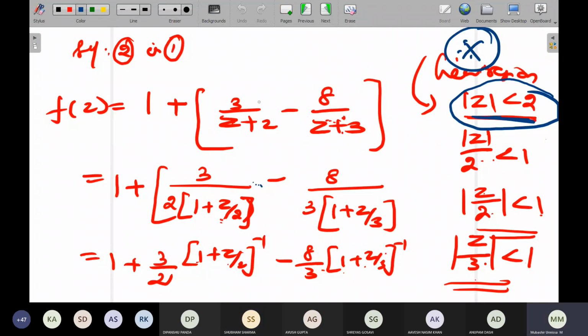You can even expand in powers of 2 by z, and this can be in the powers of z by 3. Alternatively, anything can come. You should check whether your expansion is valid in that region. Whatever the given region, your expansion is valid or not, whether it is convergent or not. What do you mean by less than 1 here? That you have to take care.